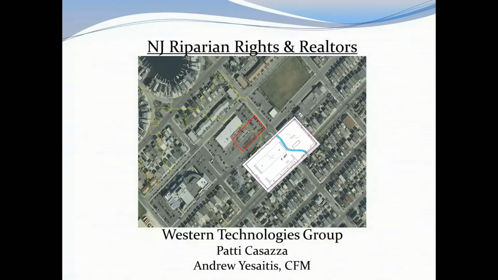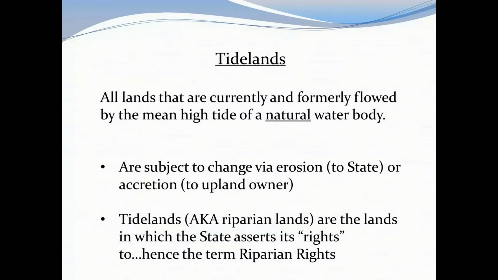All right, everybody, we're going to be talking about Tidelands today and the implications for realtors. Again, my name is Andrew Asitis, and I'm here with Patty Casaza. So Tidelands, we're going to go through the general definition of a tideland, which is all lands that are currently and formerly flowed by the mean high tide of a natural water body.